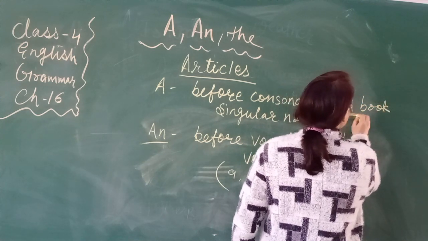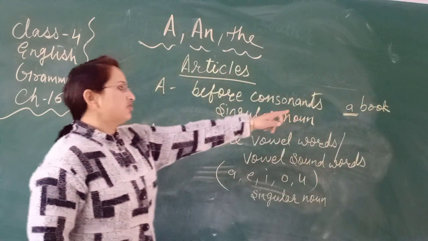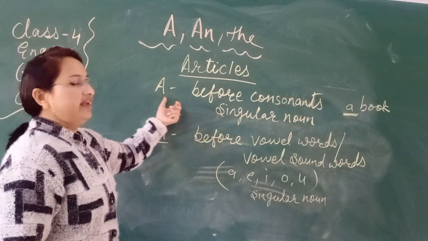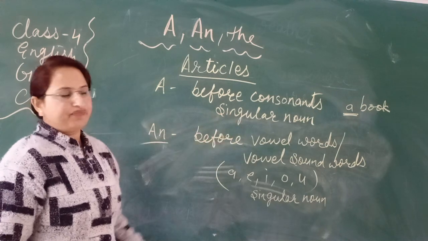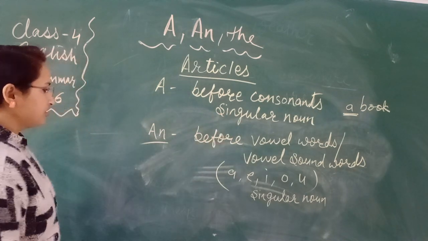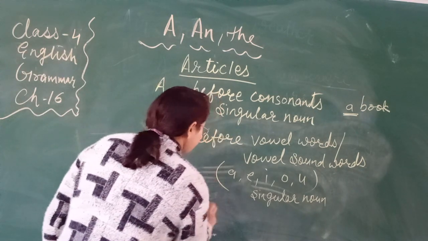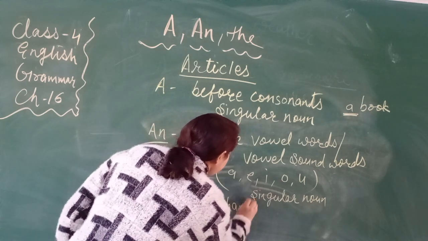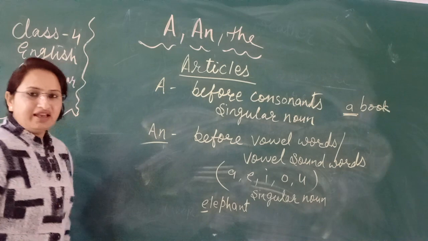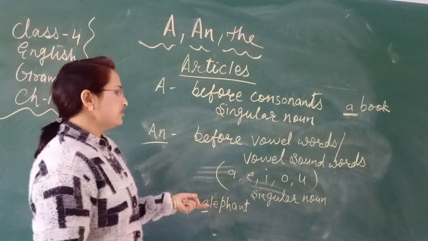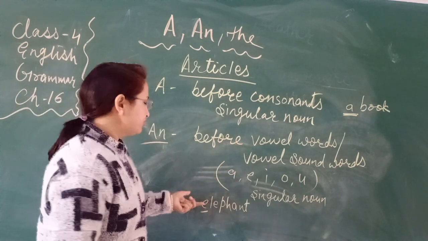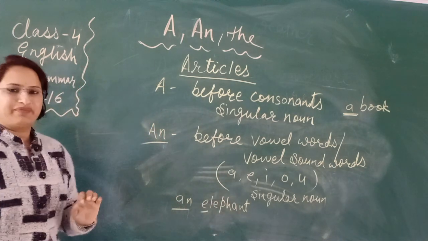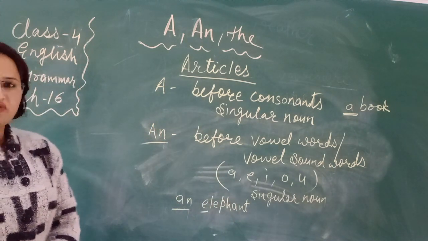There is only one book and B is consonant. That's why we are using A as article there. Here if we talk about elephant. It is starting with E, and E is what? E is vowel. So before vowel we have to use article an. Clear about these two articles?